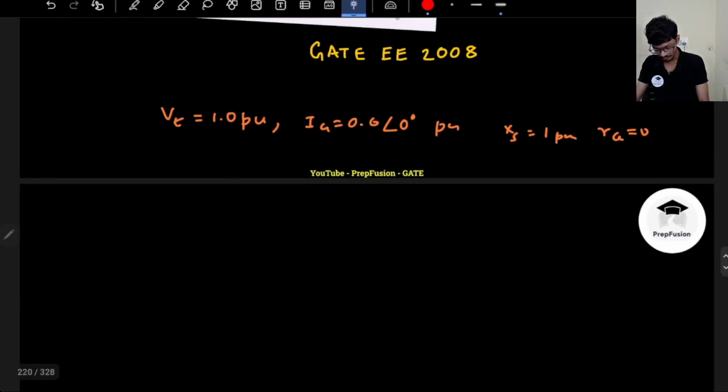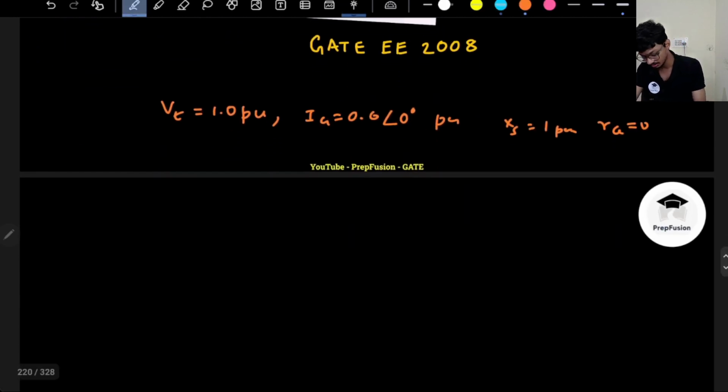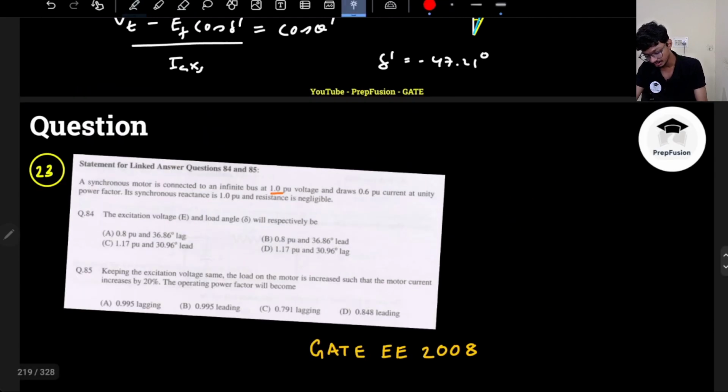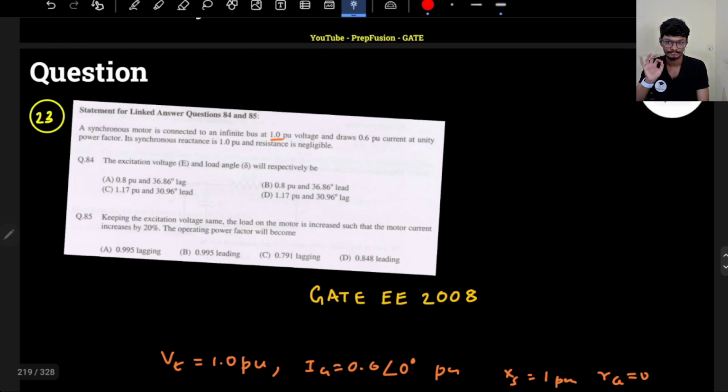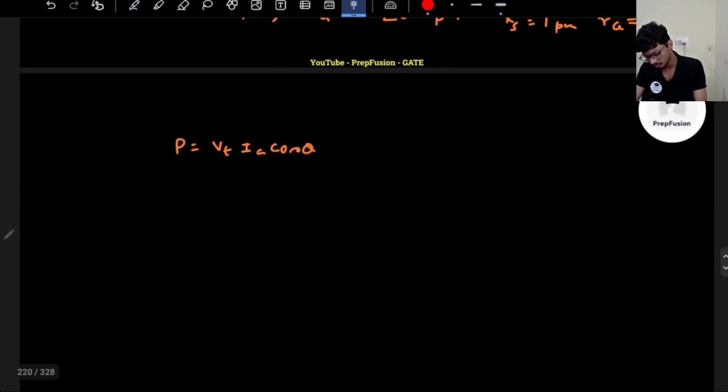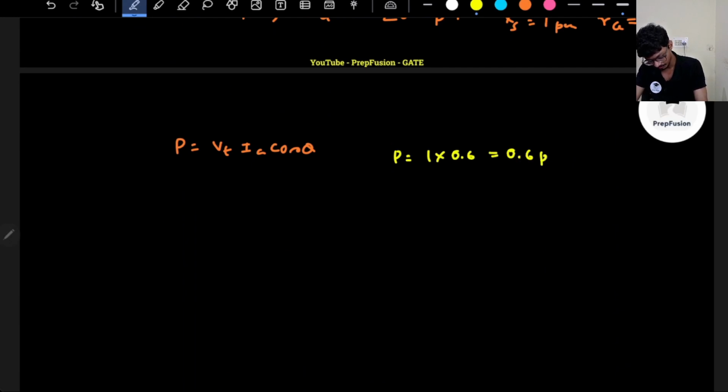It's very simple, right? They are asking me the excitation voltage and load angle. So what is my P? P is Vt into Ia into cos theta. And remember, in per unit, it does not matter whether it is line or phase. Line and phase are the same. So Vt into Ia into cos theta, and cos theta is 1. So power will be 1 into 0.6, that is 0.6 pu. I know the formula for power.